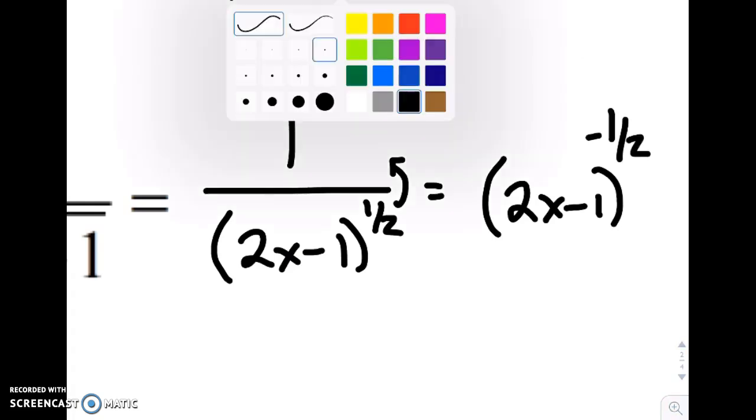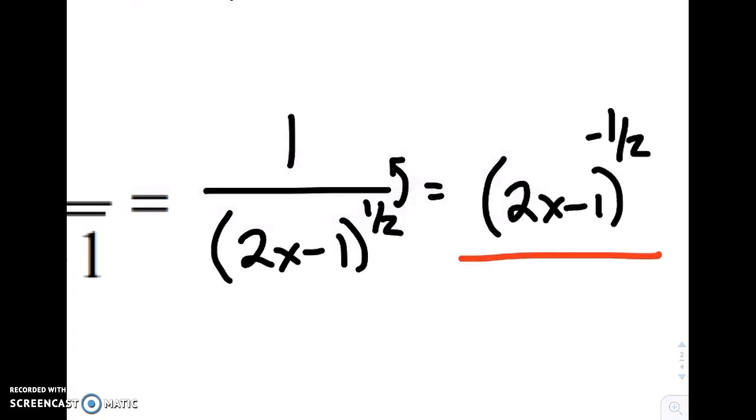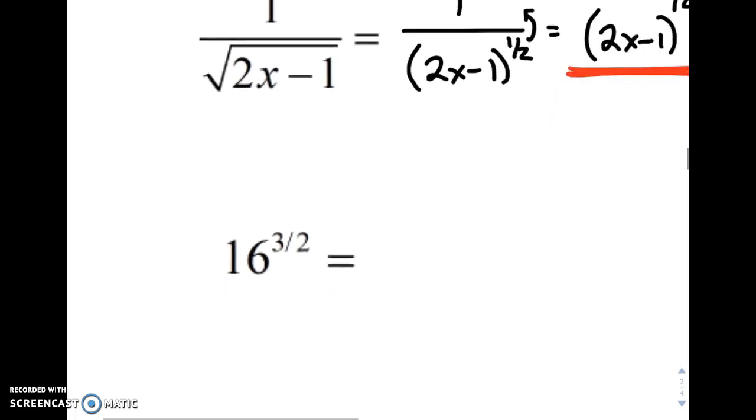And for some applications, in calculus and things like that, this form is a lot easier to work with rather than trying to manipulate a fraction. So it just kind of avoids that for us.